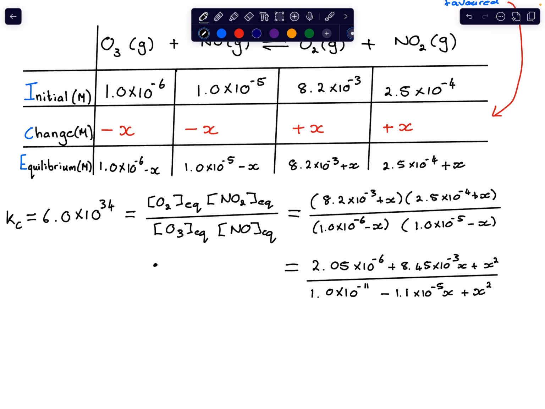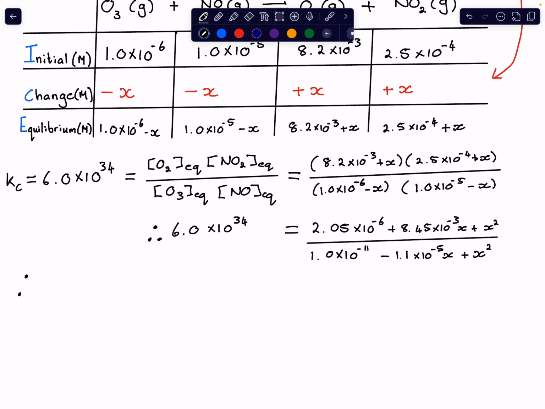Alright, and we can remember that we can just bring that down. That's equal to 6 times 10 to the power 34. You will see now that I'm going to make a small approximation somewhere, but that's just because it's not going to have an effect. Alright, so now let's multiply our denominator to the left. So 1.0 times 10 to the negative 11 times 6 times 10 to the 34 becomes 6.0 times 10 to the power 23, and so on.